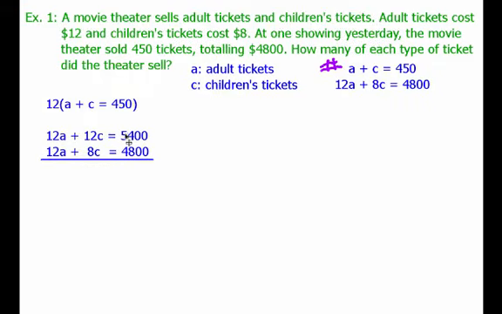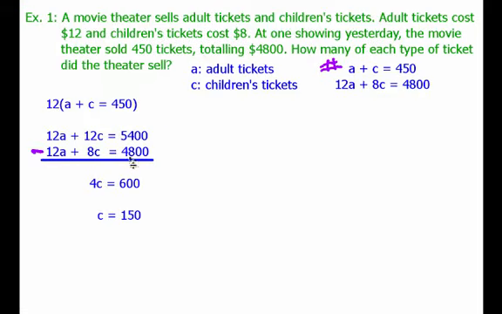I've got 12A plus 12C equals 5,400, and 12A plus 8C equals 4,800. My coefficients of A are the same, and the signs are the same, so I'm going to subtract these. When I subtract, 12A minus 12A is 0. They cancel out. 12C minus 8C is 4C. And 5,400 minus 4,800 is 600. So I know 4 times the number of children's tickets equals 600. So C equals 150. So we know the movie theater sold 150 children's tickets.